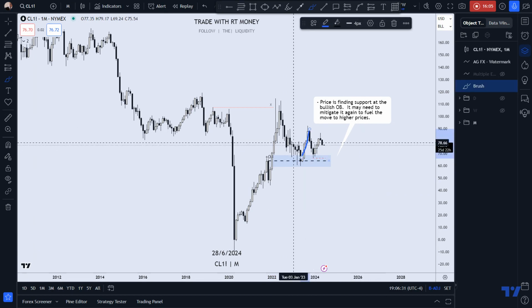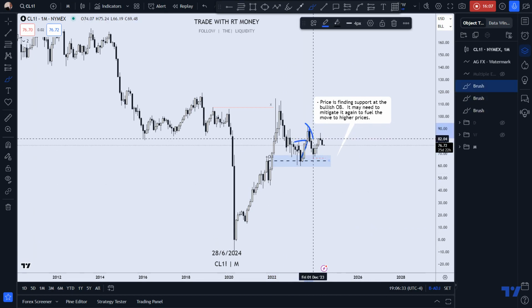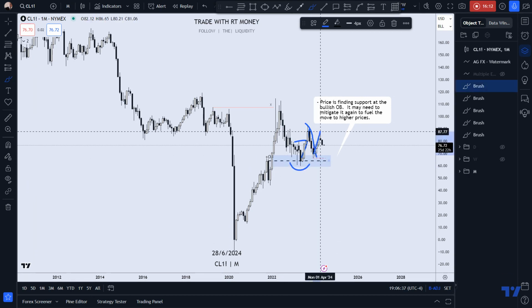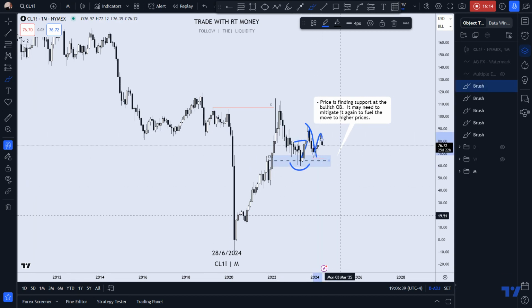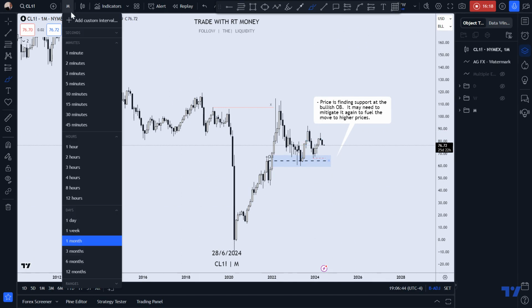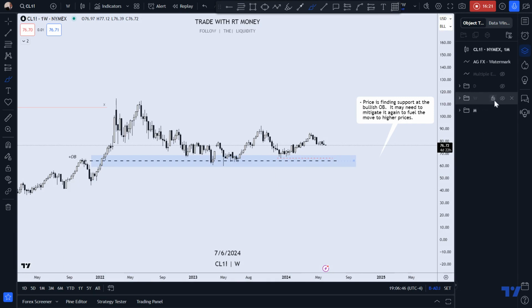Price pushed higher, took out a little swing high. We pulled back. It respected the low, pulled up a little bit. So what am I expecting now at this point? Now this is on a monthly. This is on a monthly. We've got to look at the lower time frames to get a good, clear narrative.